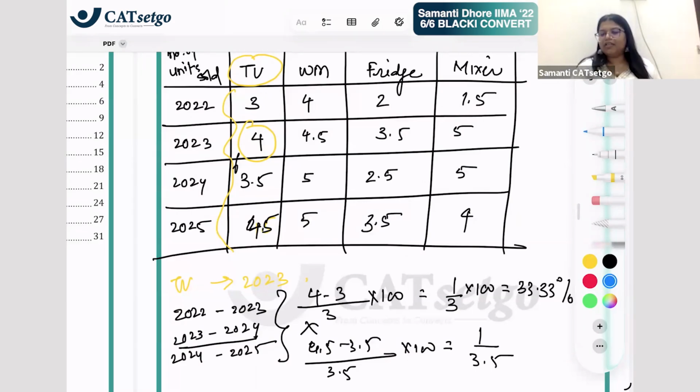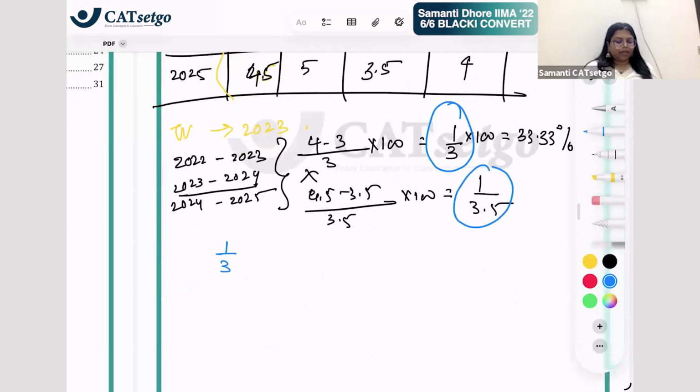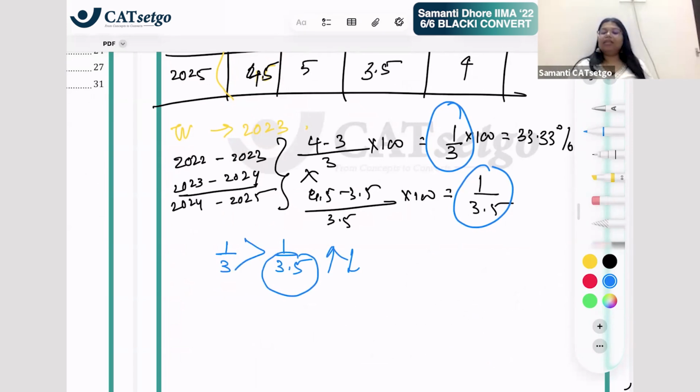The whole point is you don't have to find the absolute value at all. You have to compare between 1 by 3 and 1 by 3.5. How do you compare fractions? Out of these, we know that the denominator here is higher, so this fraction is lower. This means 1 by 3 is greater than 1 by 3.5. So where is the increase highest? 2022 to 2023. Do you understand this? The answer will be 2023 here. The increase was highest in 2023.